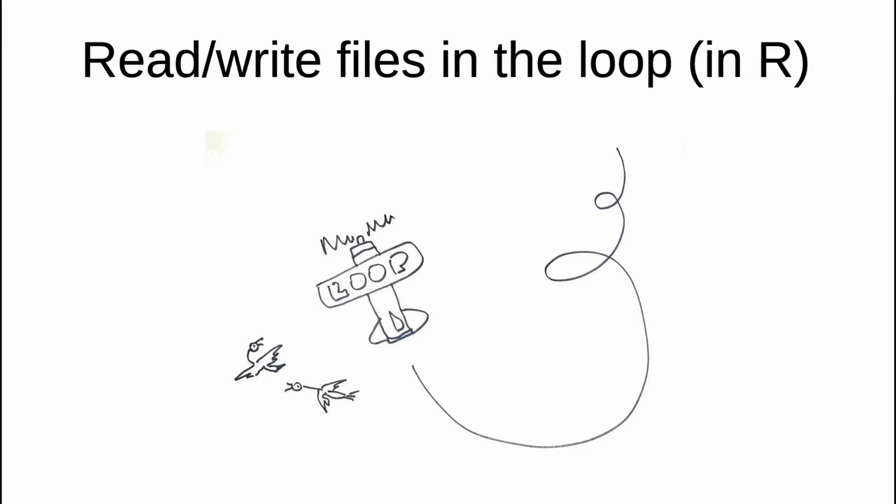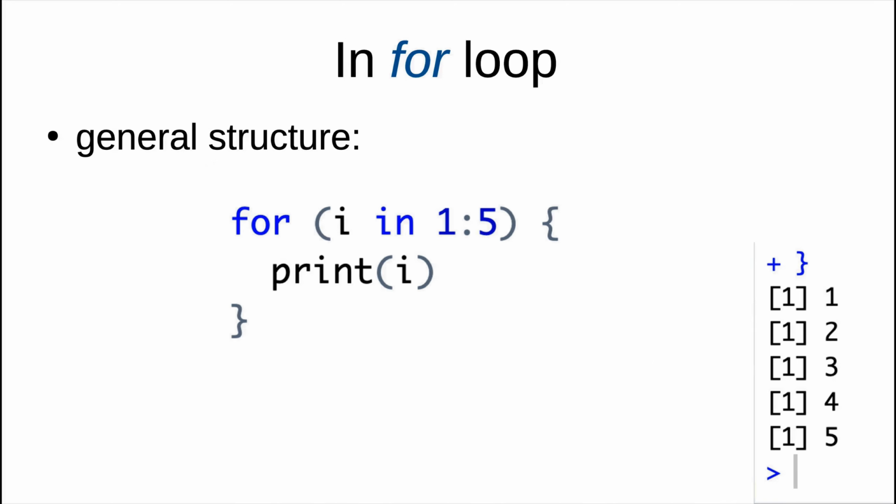Hi, in this video I will try to explain how to read and write files in a loop in R. Not this loop, but this for instance. The structure of the for loop, which I use the most, is you write for, then in round brackets something in range, and then with this variable defined in this part you do something in curly brackets, print, and if you run it, then you will have 1, 2, 3, 4, 5 in your output.